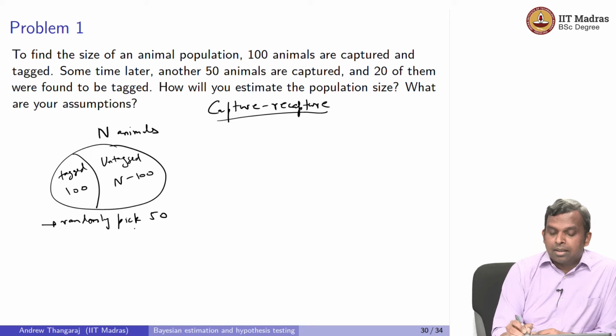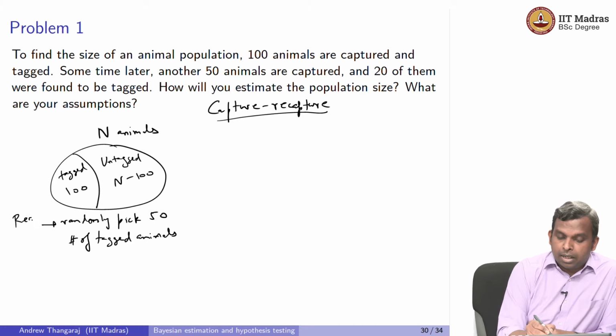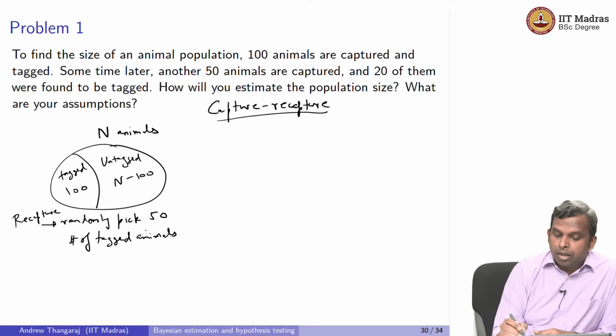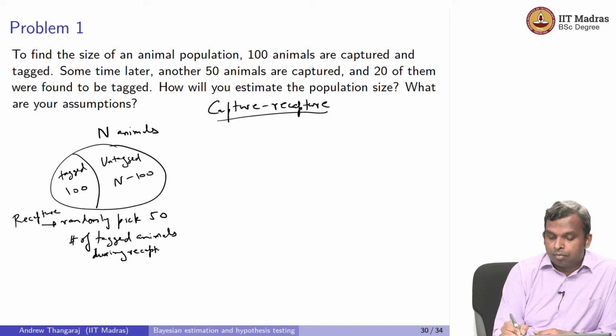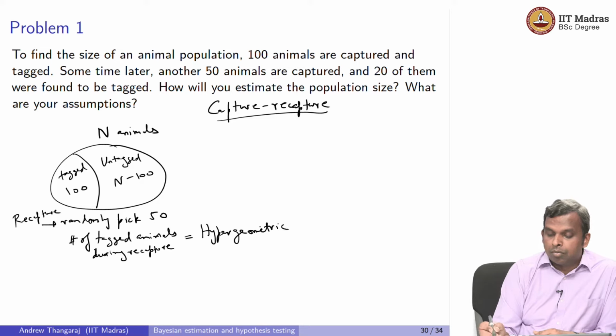So the number of tagged animals during recapture is hypergeometric. It is distributed as hypergeometric.